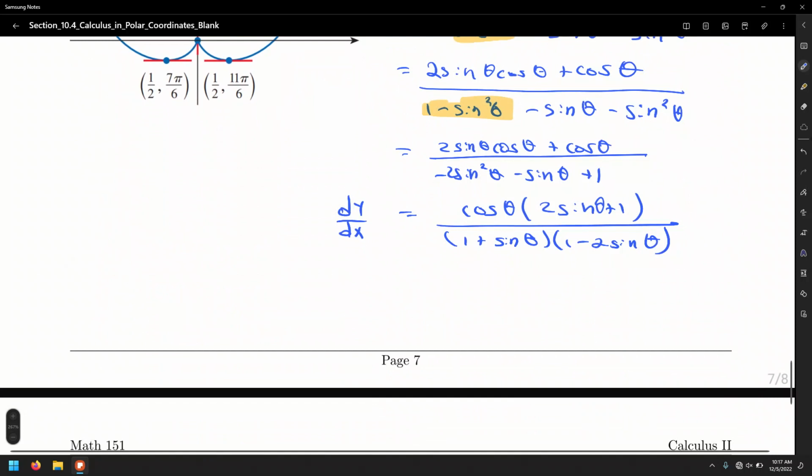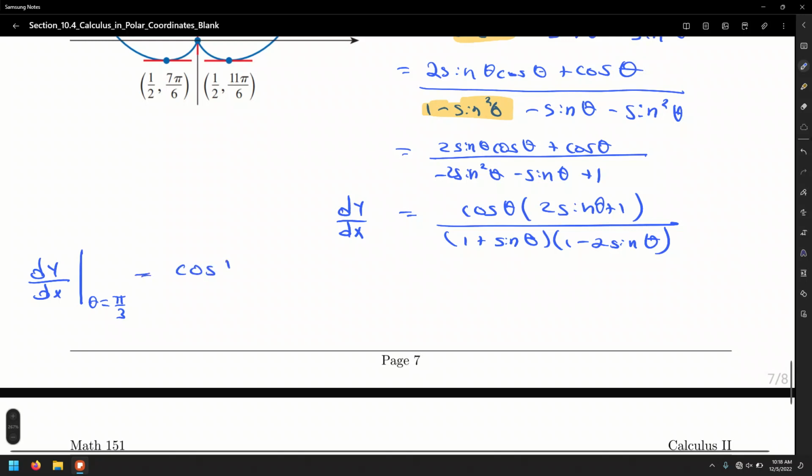So dy/dx evaluated at theta equals pi over 3. Notice the notation. It's very similar to what we did back in parametric equations. We evaluated dy/dx at t equals 5, t equals 2. Well, in this case we're doing something similar, but at an angle this time. So let's just plug in pi over 3 where it corresponds for theta.